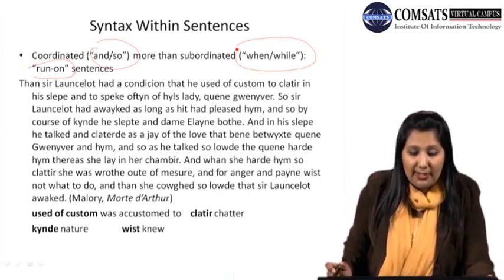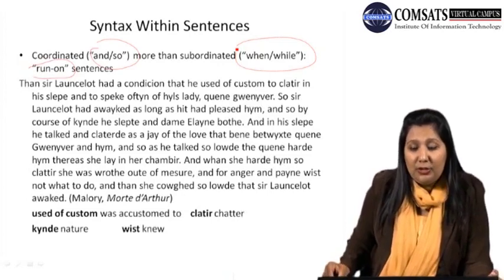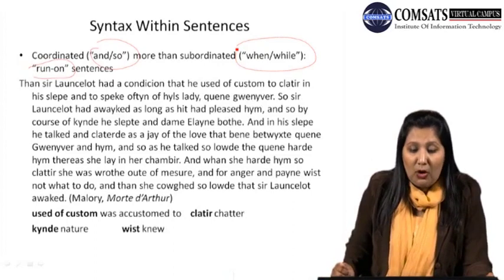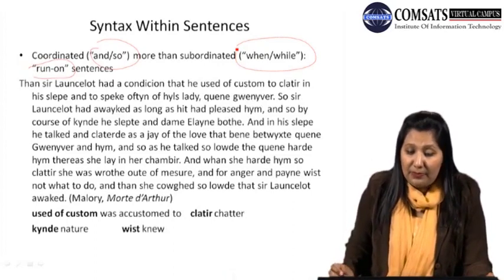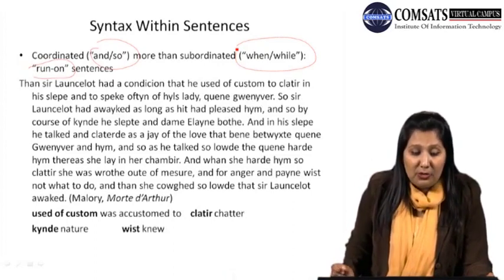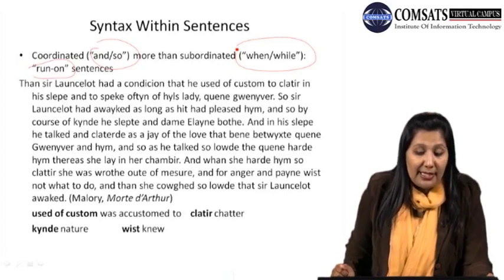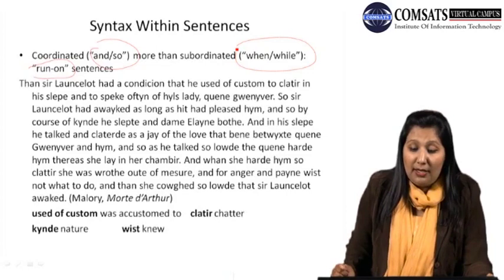Then Sir Lancelot had a condition that he used of custom to clatter in his sleep and to speak often of his ladies, Queen Guinevere. So Sir Lancelot had awaked as long as it had pleased him, and so by course of kind he slept, and Dame Elaine both, and in his sleep he talked and clattered as a joy of the love that had been between Queen Guinevere and him.